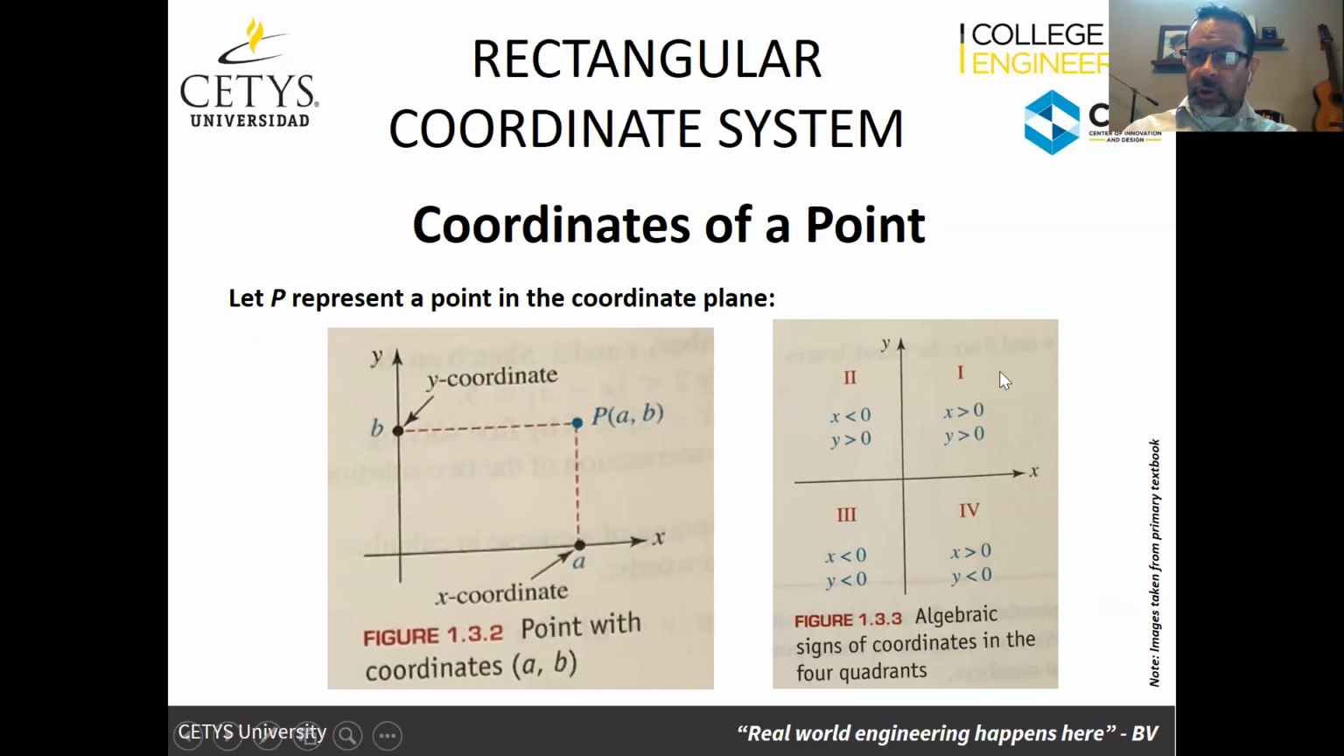So if we're in the first quadrant, both values are going to be positive. If we're in the second quadrant, the x value is going to be negative and the y is going to be positive. If we're in the third quadrant, the x value is going to be negative and the y value is going to be negative. And if we're in the fourth quadrant, the x value is going to be positive and the y value is going to be negative. So these combinations give us the 4 different combinations of the sign values depending on the quadrant where we're located.